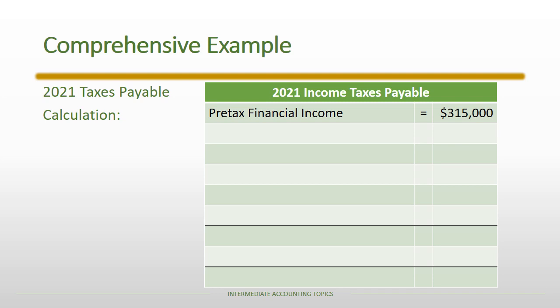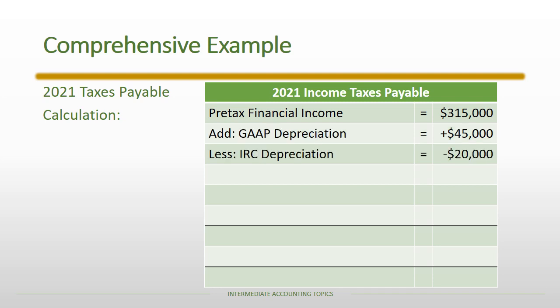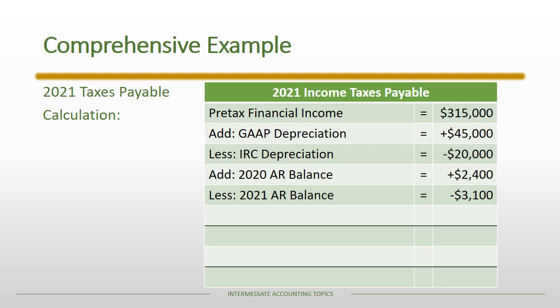All right, so we start with our pre-tax financial income of $315,000. Much as we had done before, we need to make an adjustment for the difference in depreciation. So we add back the GAAP depreciation, a full year of $45,000, and we subtract off the Internal Revenue Code depreciation of $20,000. Now with the receivables, there's sort of two things going on.